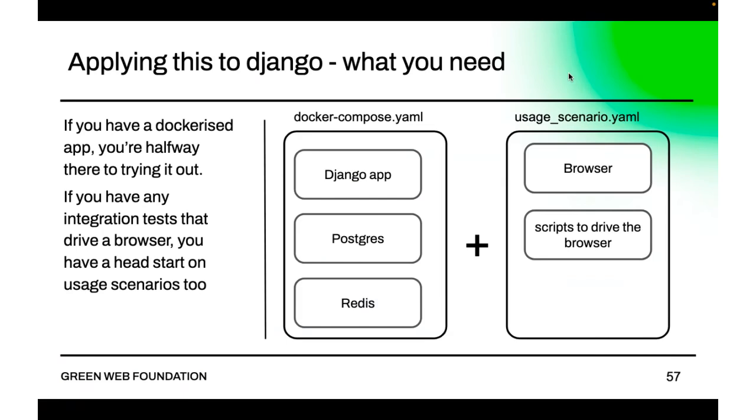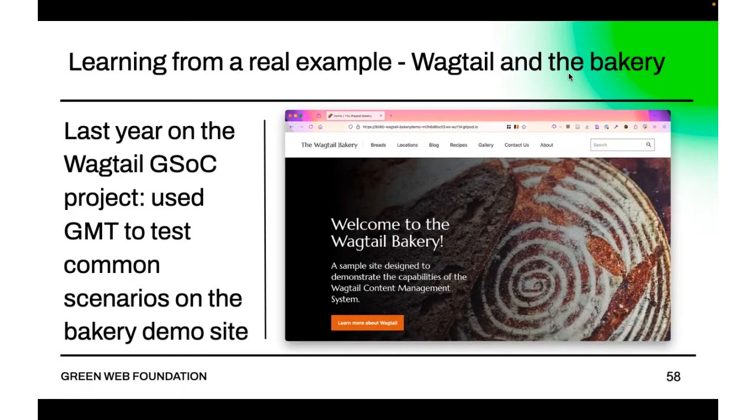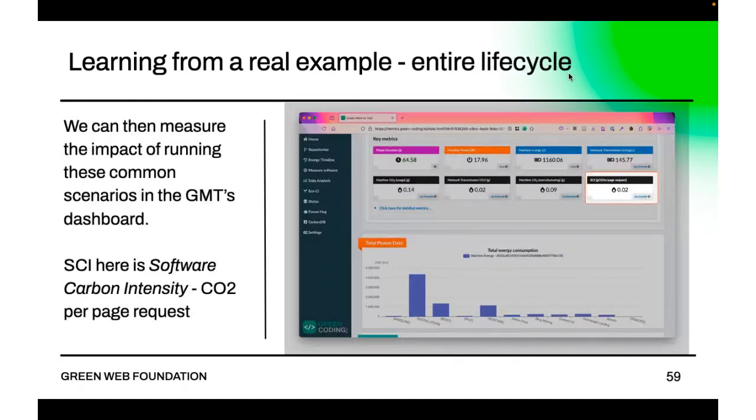Now, I know better than to try to get people to do this with their own project in 25 minutes or something like that. So I'll show you what we did with Wagtail. Wagtail is a really good use case for this because they have something called the bakery demo, where you can check out a pre-configured version of the Wagtail CMS with some dummy data and some dummy images. And then you can have a go and play around with it. And this is designed to be somewhat representative of a real site.